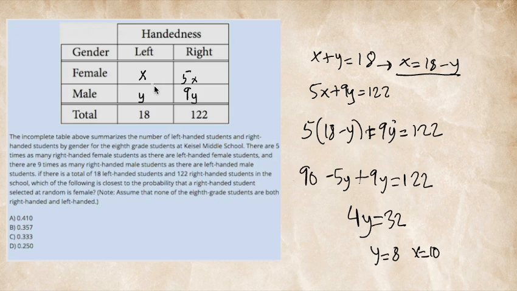So you can go back to this table. Now this is 5x, so this is 50, right? And this is 9y, so this is 9 times 8, that's 72, right?